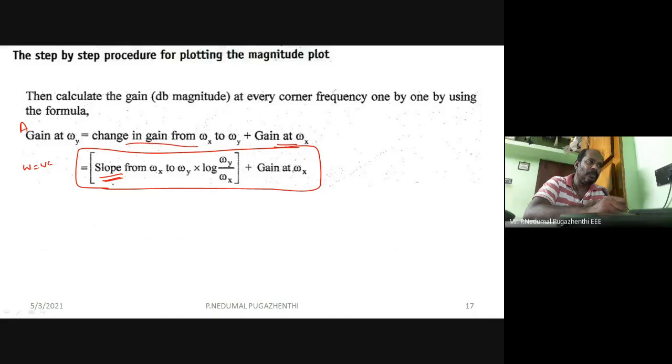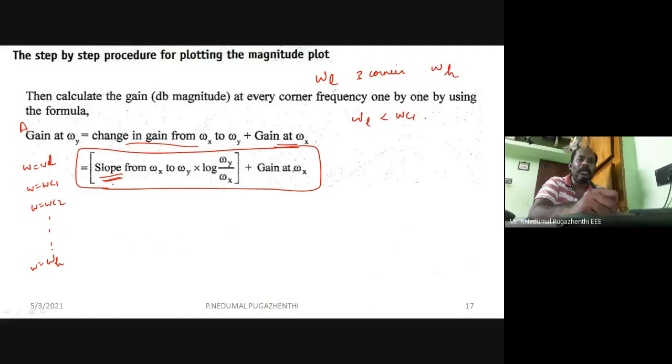And you have to change your omega value. Omega is equal to omega L, omega is equal to omega C1, omega is equal to omega C2, and it goes on, and you will have omega is equal to omega H. So if you have 3 corner frequencies available from the transfer function, choose 2 more corner frequencies. One is omega L and the other one is omega H. Omega L should be less than the lowest value available from the transfer function, and omega H should be greater than the highest value available in the transfer function.